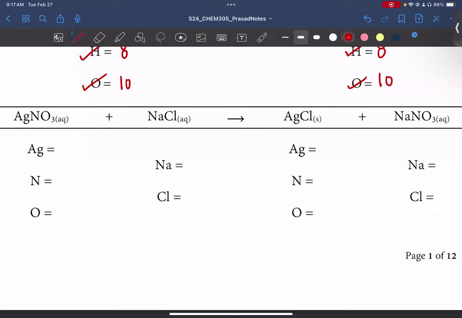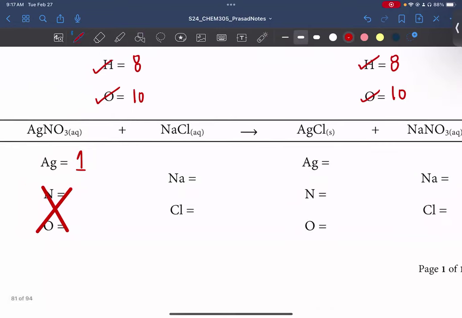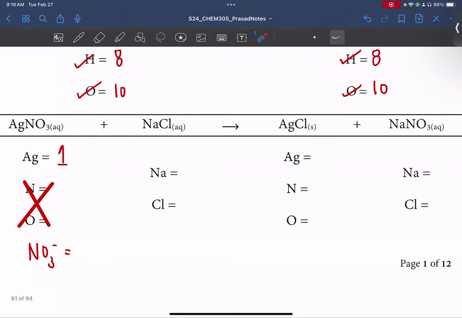So from left to right, we have 1 Ag, aka 1 silver. Note that I have separated the NO3. But you should know that NO3 typically exists as a polyatomic ion. So I have purposely put this as a typo, hoping that you would recognize instead we would write NO3 minus. It is a polyatomic ion. It is a single unit. You can also immediately see in the product that it maintains its polyatomic status. So it's easier overall. Therefore, we know there's 1 on the left, 1 sodium, 1 chlorine.